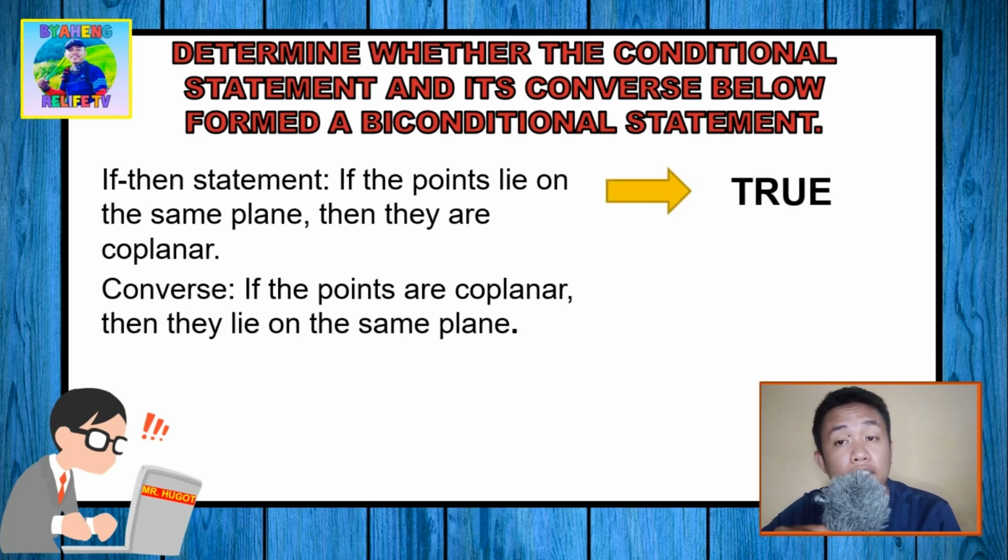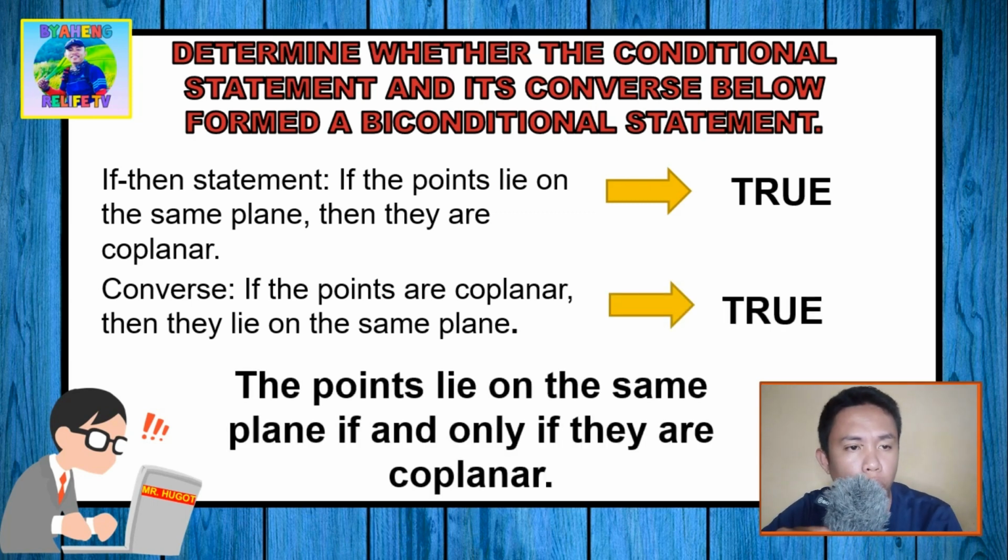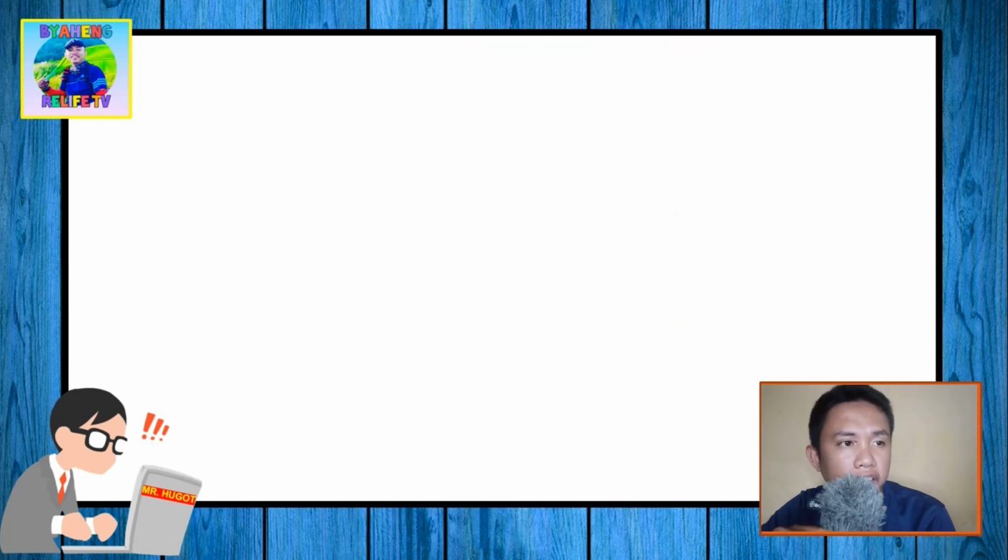So first statement, if and then, true. Second statement, that is true. So our biconditional statement: the points lie on the same plane if and only if they are coplanar. That will be our biconditional statement. So did you get the right answer, guys? Okay, very good. Let's have our number 2.